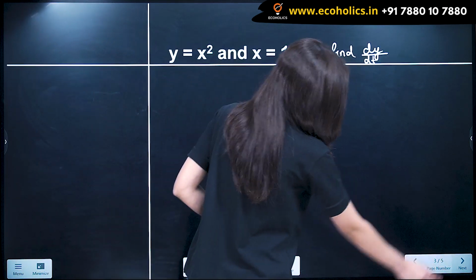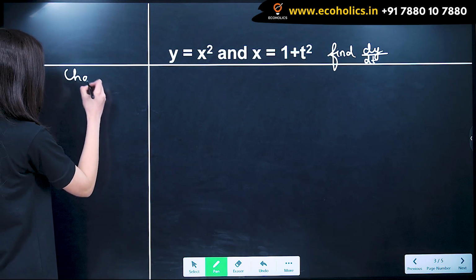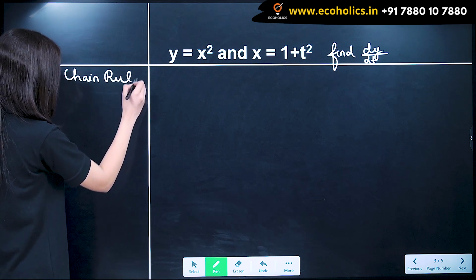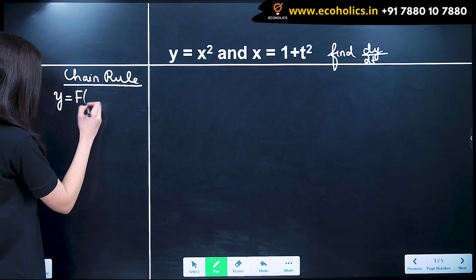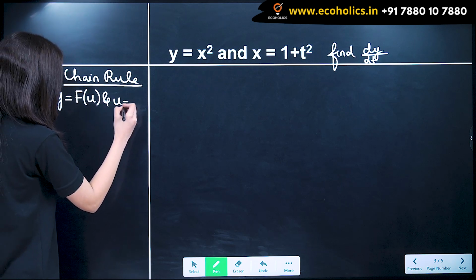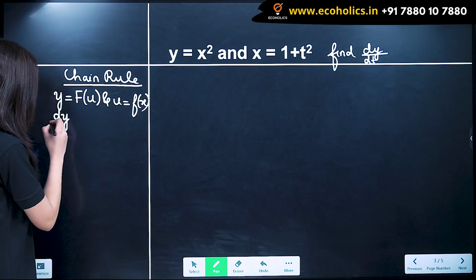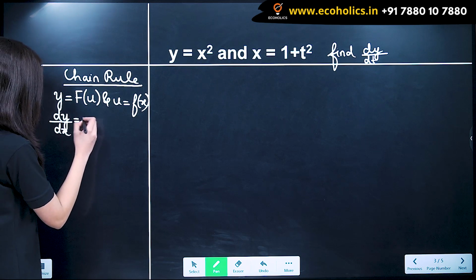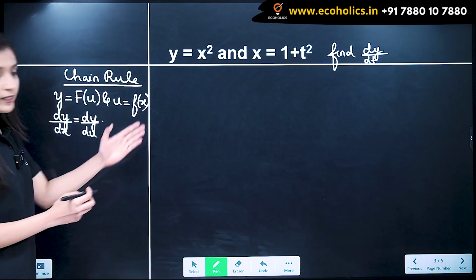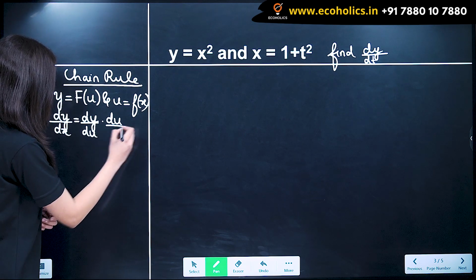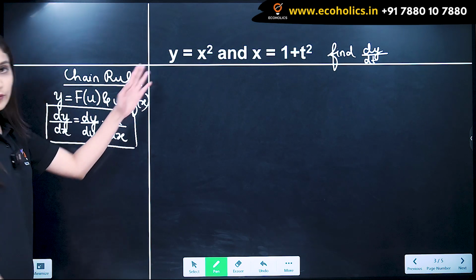Now let's look at an example to understand the chain rule of differentiation. What we have seen is our chain rule of differentiation states that when y is a function of, let's say, u and u is a function of, let's say, x, in that case we have dy by dx as dy by du into du by dx. So using this chain rule, let's solve this question.